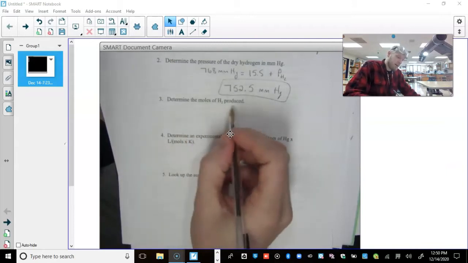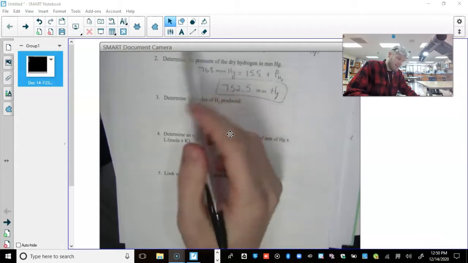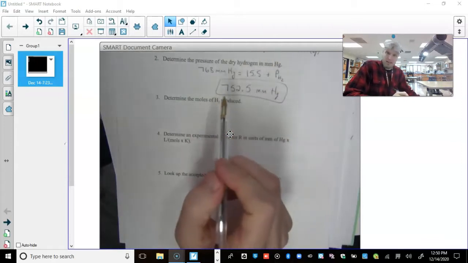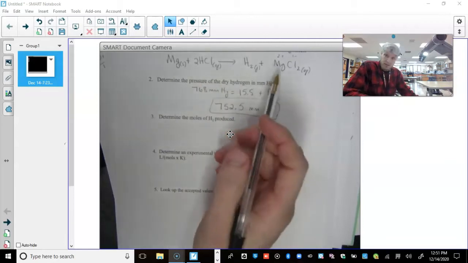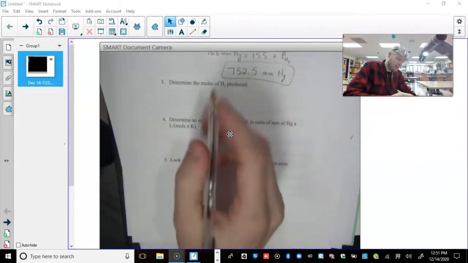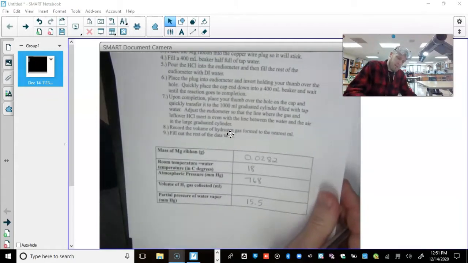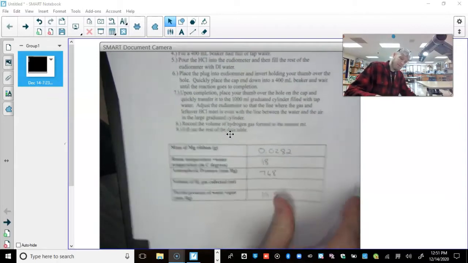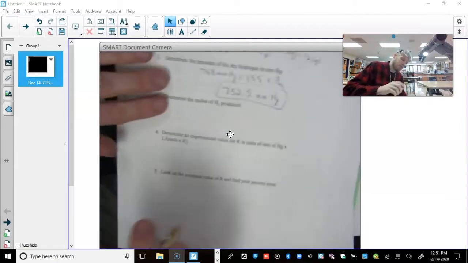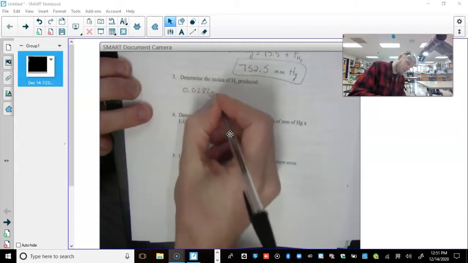I now want to determine the number of moles of H2, so this is where I'm bringing in stoichiometry. So I'm bringing in that predict the product from term 1, balancing the equation. I'm doing stoichiometry. I've got to start with a certain number, 0.0282. That's my mass of magnesium, 0.0282.